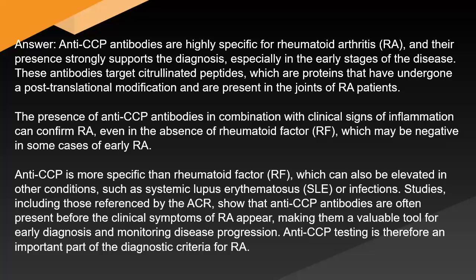Anti-CCP is more specific than rheumatoid factor (RF), which can also be elevated in other conditions, such as systemic lupus erythematosus, Sjogren's, or infections. Studies, including those referenced by the ACR, show that anti-CCP antibodies are often present before the clinical symptoms of RA appear, making them a valuable tool for early diagnosis and monitoring disease progression, and CCP testing is therefore an important part of the diagnostic criteria for RA.